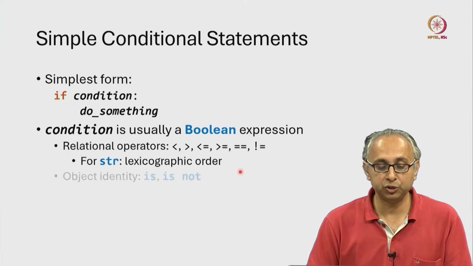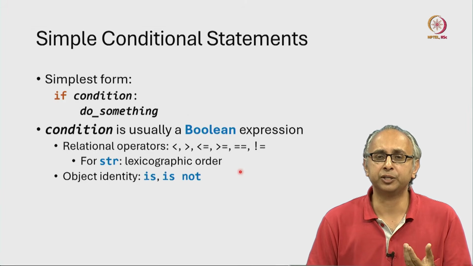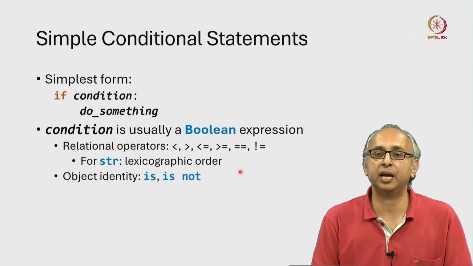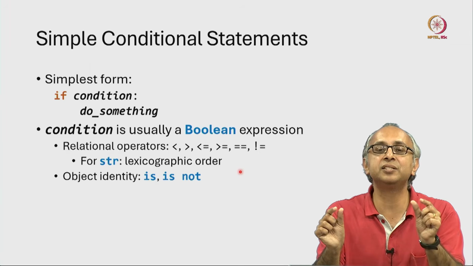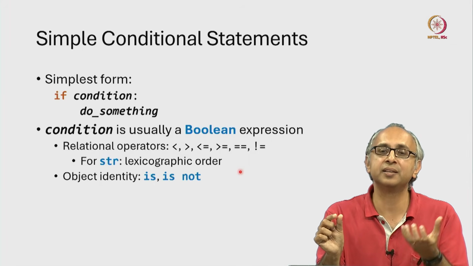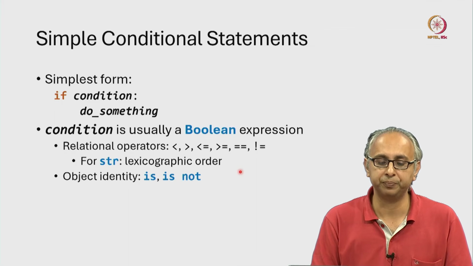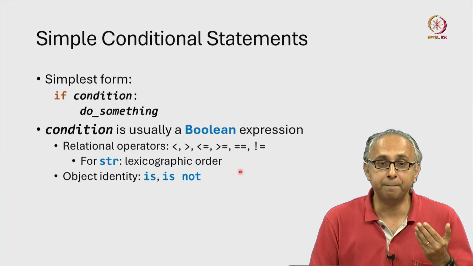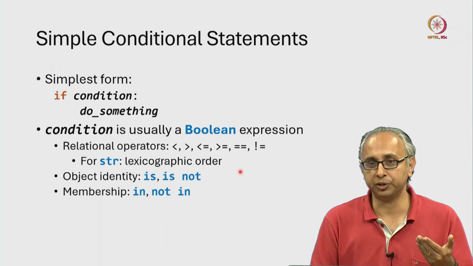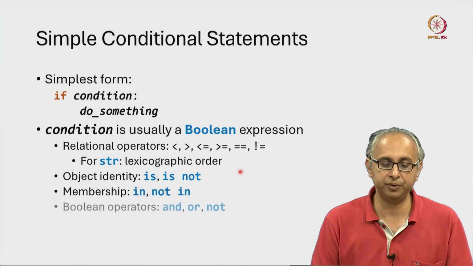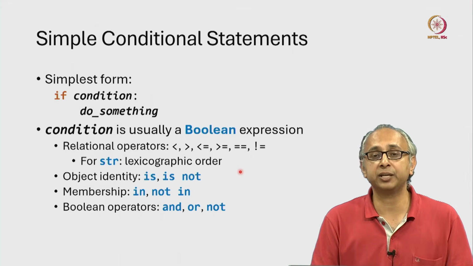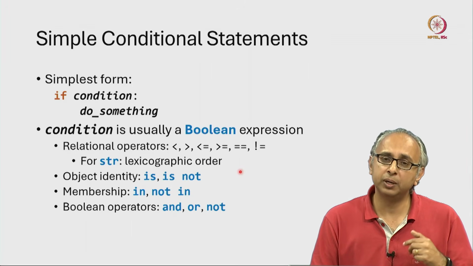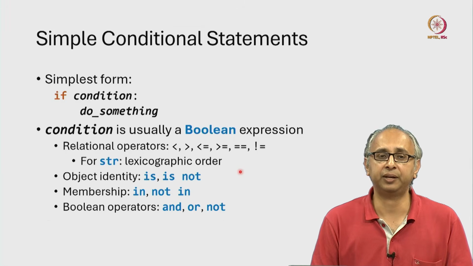In addition to relational operators, there are other operators to check, for example, if two variables refer to the same object. And you can check, for example, if x is y, or if x is, in general, some other expression. And similarly, you can check if the variable is not some other object. Further, we have membership operations, in and not in. We will see examples of this in a later lecture. And then if we want to build complex Boolean expressions, we can use and, or, and not. We will again come back to these in a later lecture.